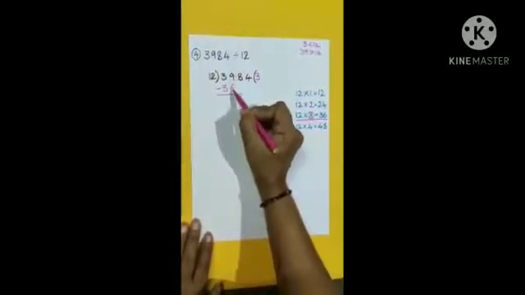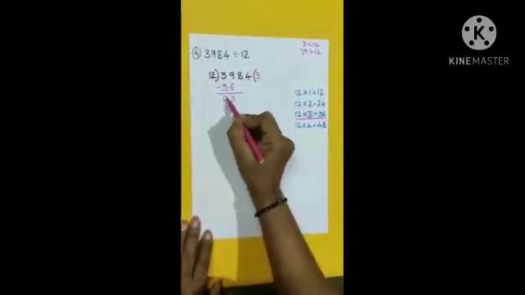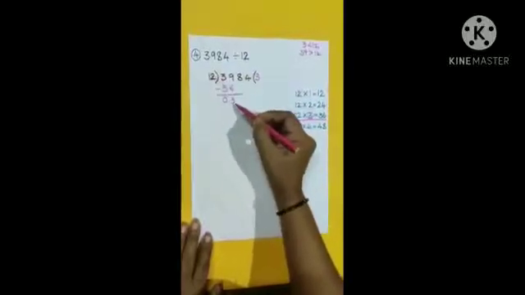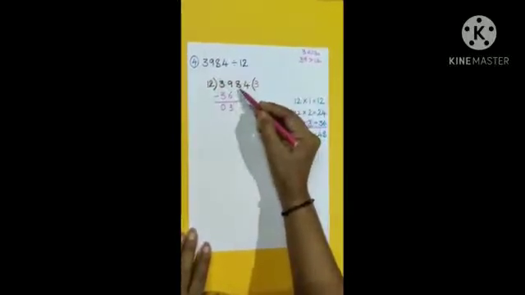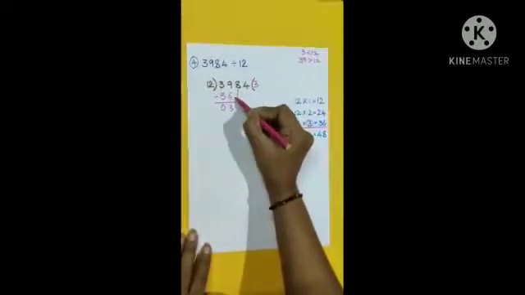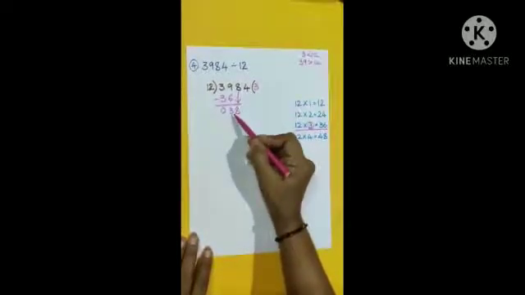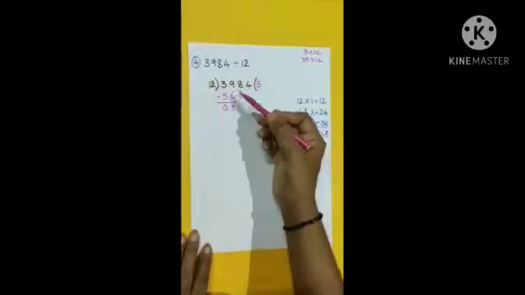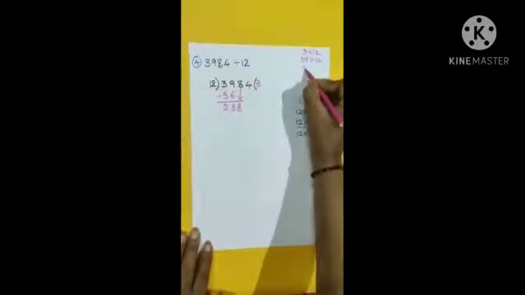9 minus 6, 3. 3 minus 3, 0. Now compare 3 with the divisor 12. 3 is smaller than 12. So we have to consider the next tens place digit, that is 8. Now the number is 38. Now compare 38 with the divisor 12. 38 is greater than 12.